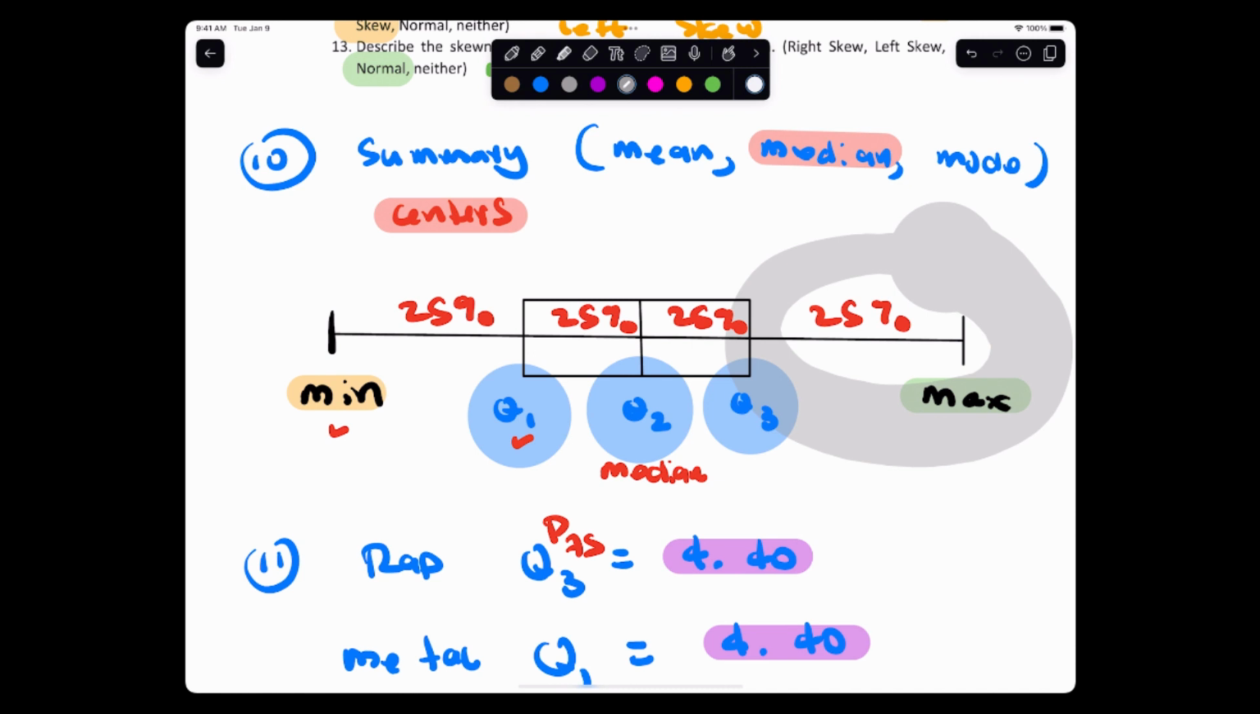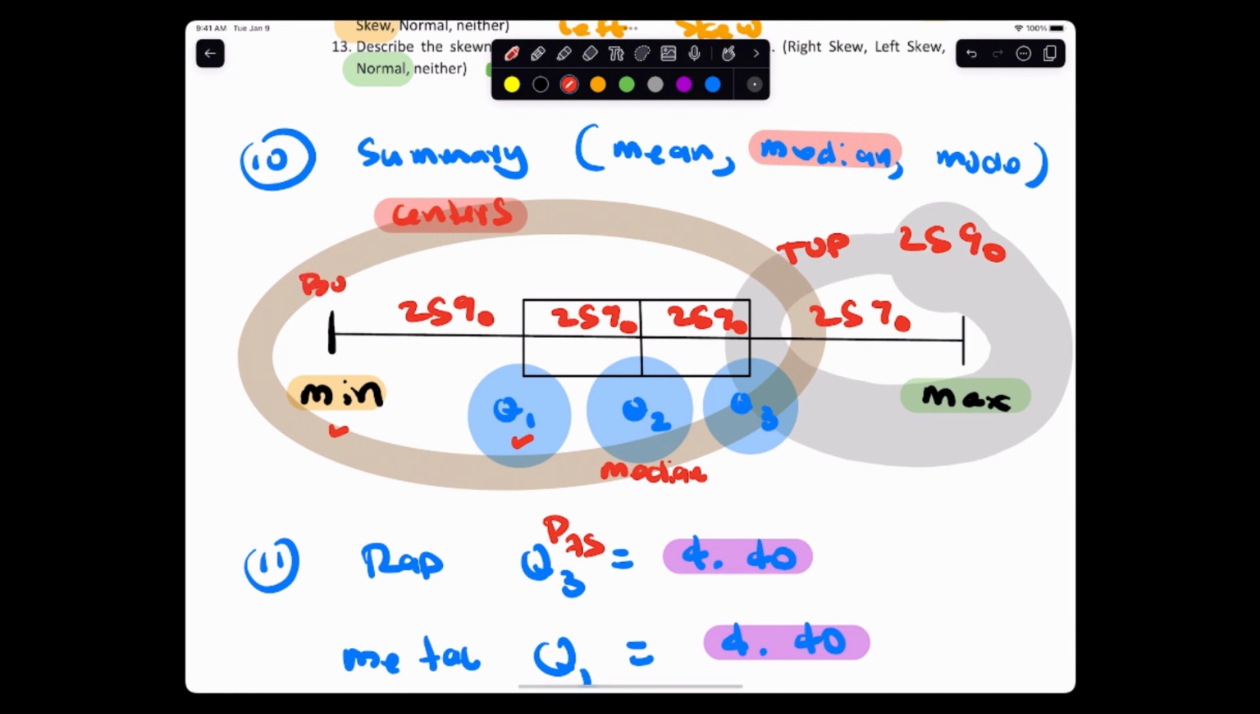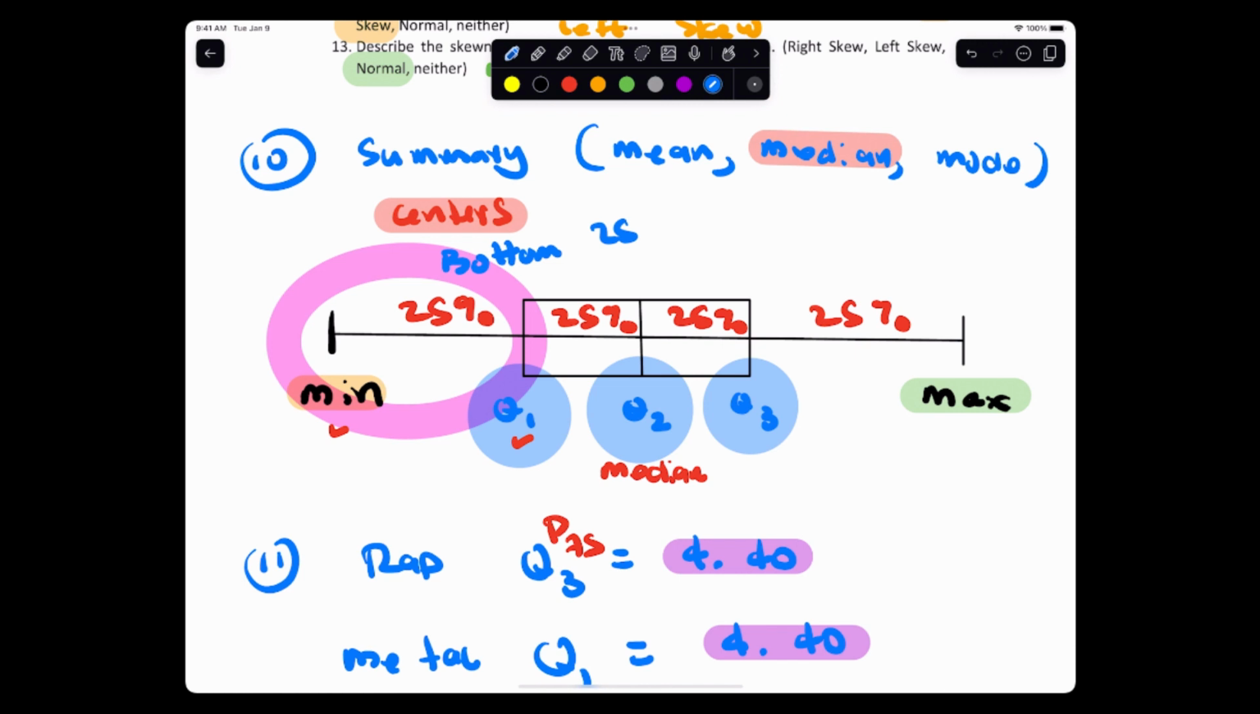We can describe this as being in the top 25%. It's to the right. Where this is going to be the bottom 75%. Does that make sense? Top 25% versus the bottom 75%. So you have that information here. And then similarly, we can say this portion here can be described also as the bottom 25%, where this portion over here is going to be the top 75%.